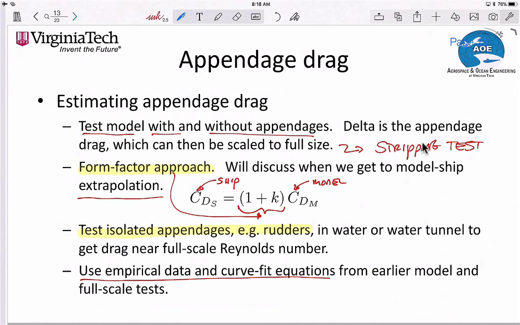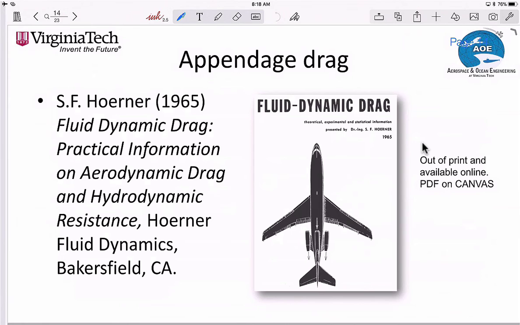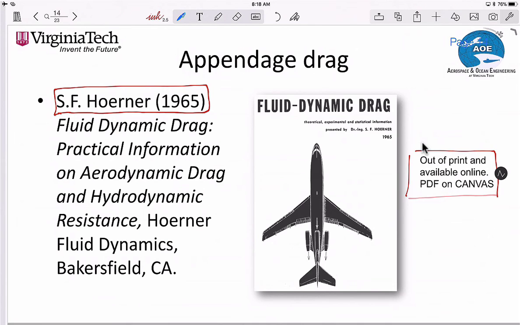Another famous book, and I've put this book on the Canvas site, is the book by Horner. Horner's book has extensive data in it. The reason I've put it out there is because it's out of print, and I've put the PDF on Canvas for you. It's a great compendium of data. I highly recommend that you take a look at it.